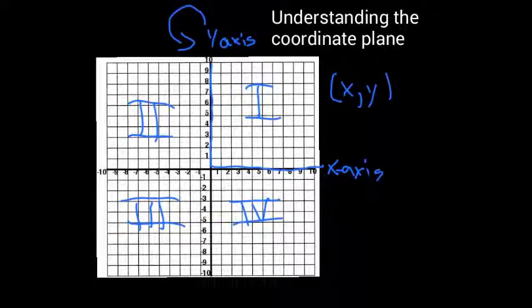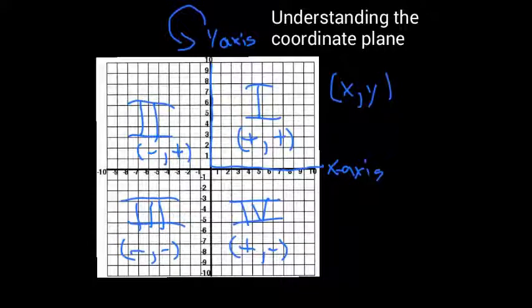So if you notice, if you're in quadrant 1, all of your x values are positive and all of your y values are also positive. If you're in quadrant 2, your x values are negative and your y values are positive. If you're in quadrant 3, both your x and your y are negative. And if you're in quadrant 4, your x is positive and your y is negative. So ordered pairs with the same sign would be in quadrant 1 and 3. Ordered pairs with different sign would be in quadrant 2 and 4.